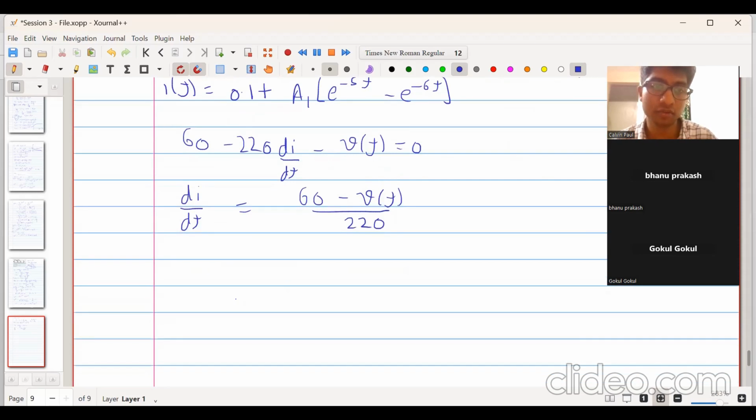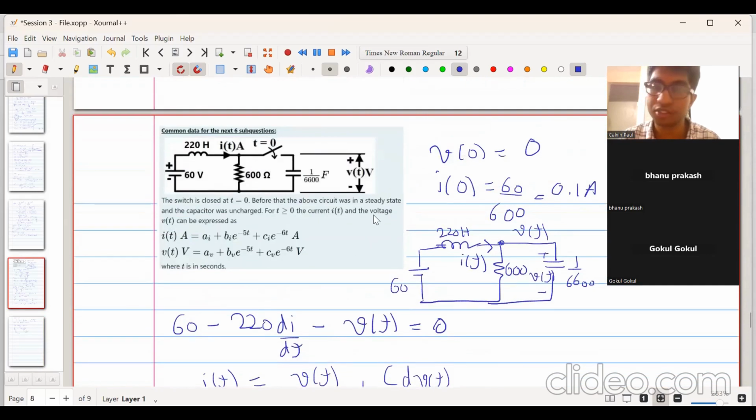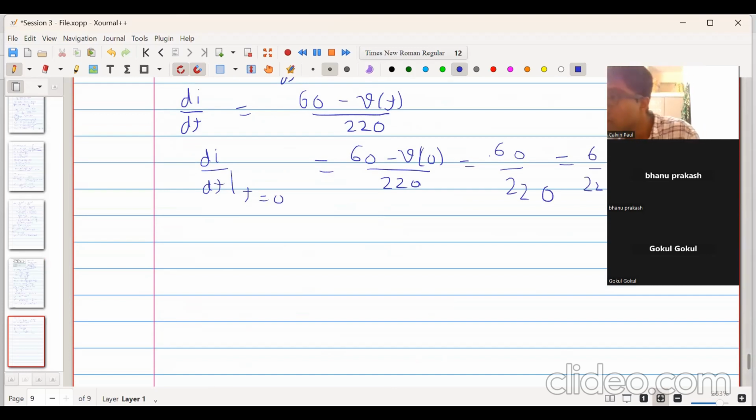Now at time t equal to 0, di of dt at t equal to 0 will be equal to 60 minus v of 0 divided by 220. So what is the initial voltage v of 0? We have established that v of 0 was equal to 0. So that's why di of dt will be equal to 60 upon 220. 60 upon 220, that is 6 upon 22.